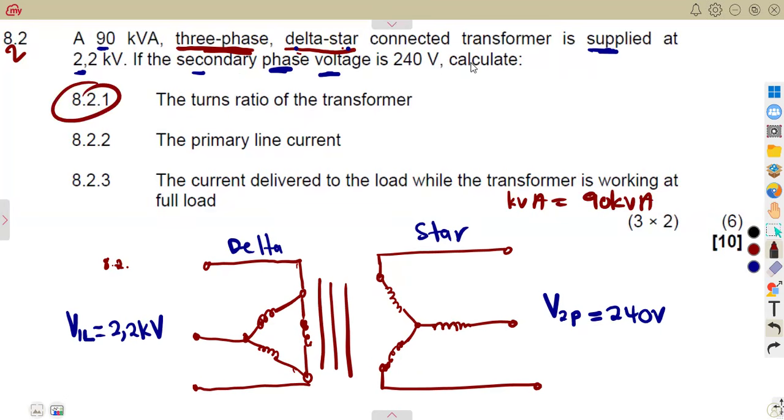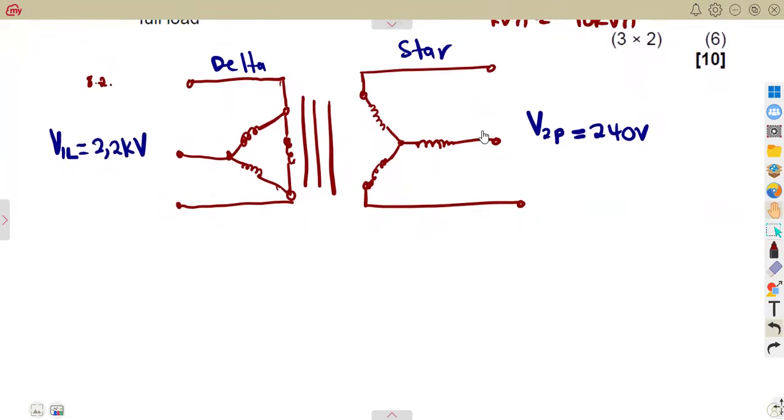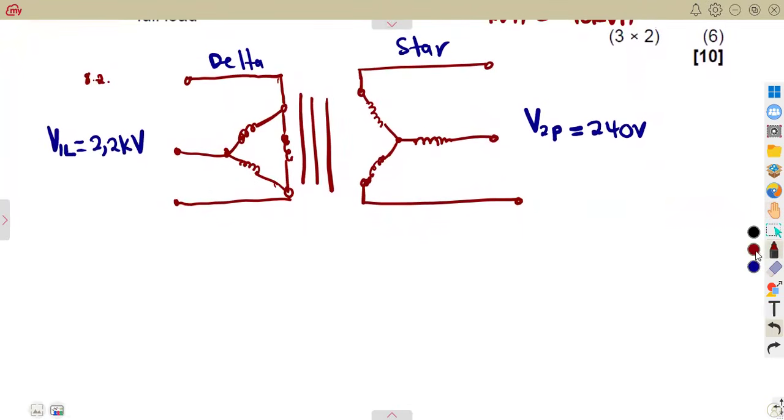8.21, calculate the turns ratio of the transformer. So we need the turns ratio. Knowing the formulas I explained for the single phase transformer, the turns ratio is not going to change from what we had. The turns ratio, N1 over N2, is equivalent if we have these turns, but we do not have that.